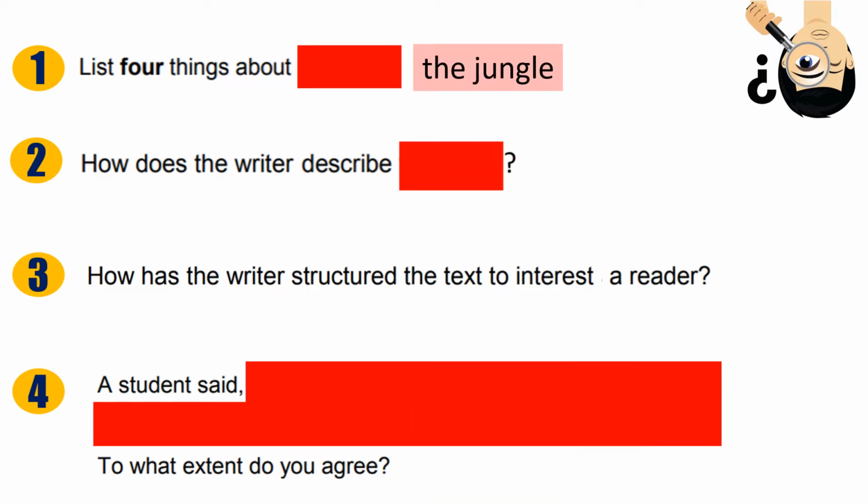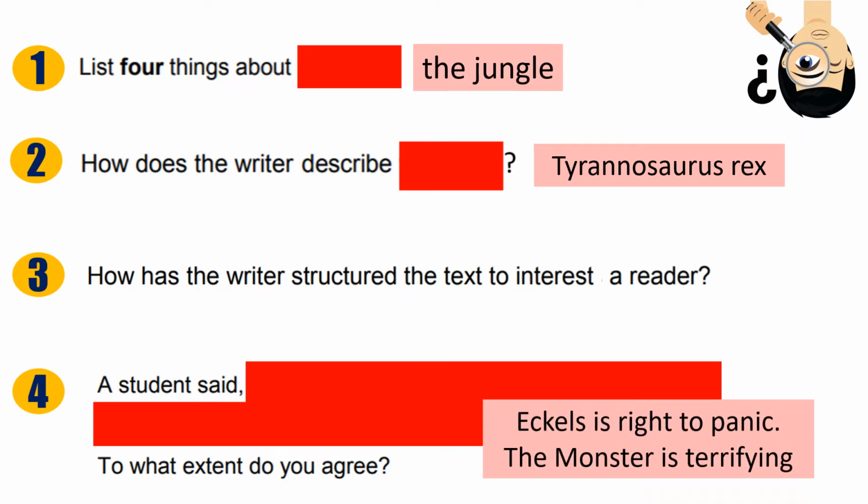So for example, the paper that we're looking at, the question was list 4 things about the jungle. And question 2 was, how does the writer describe the T-Rex? And the statement that you are invited to evidence and agree with is where it said, Eccles is right to panic, the monster's terrifying. So when you get into the exam and you look at the questions, it's really only these bits in red that are the kind of unpredictable bit. Everything else is entirely known before you start.